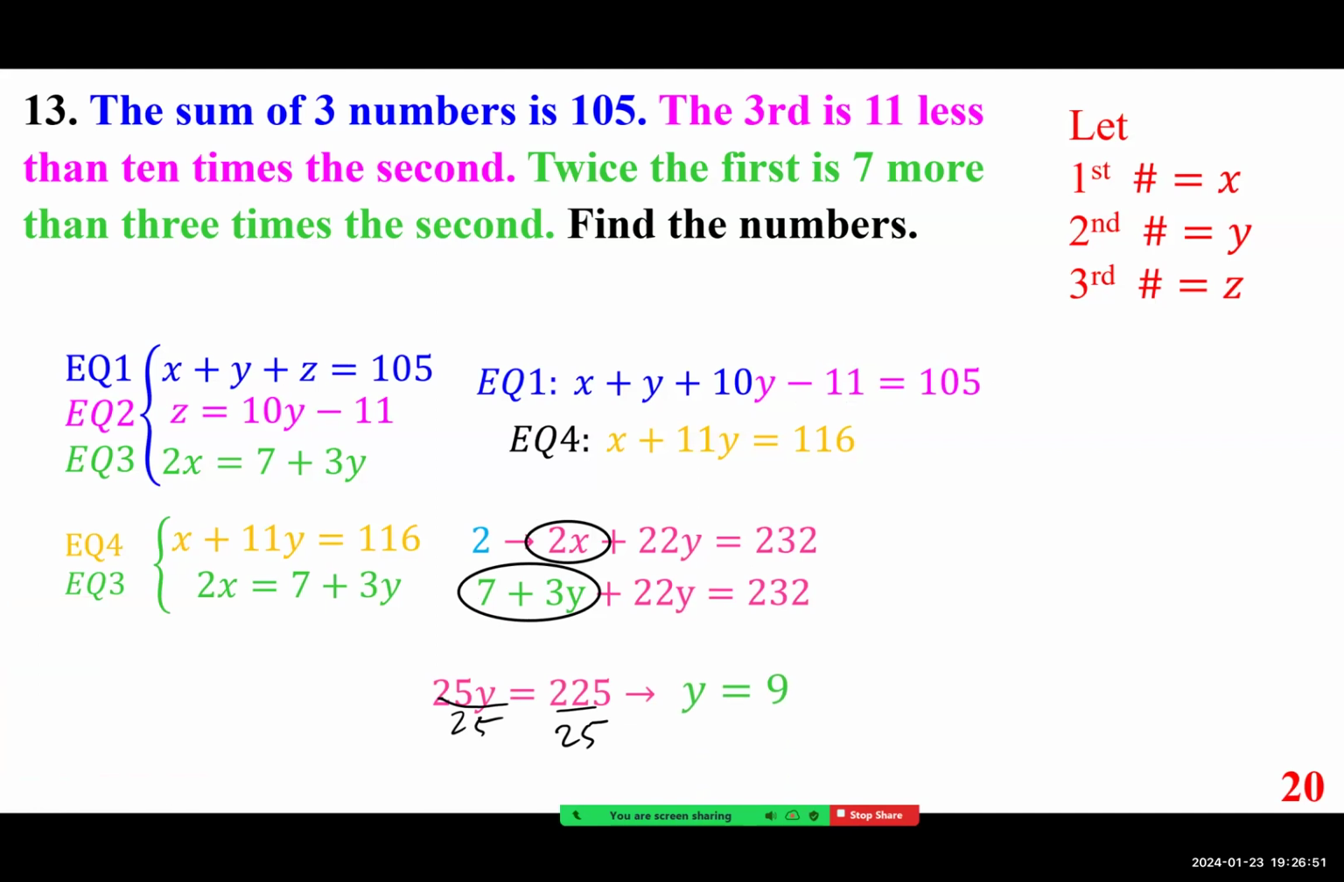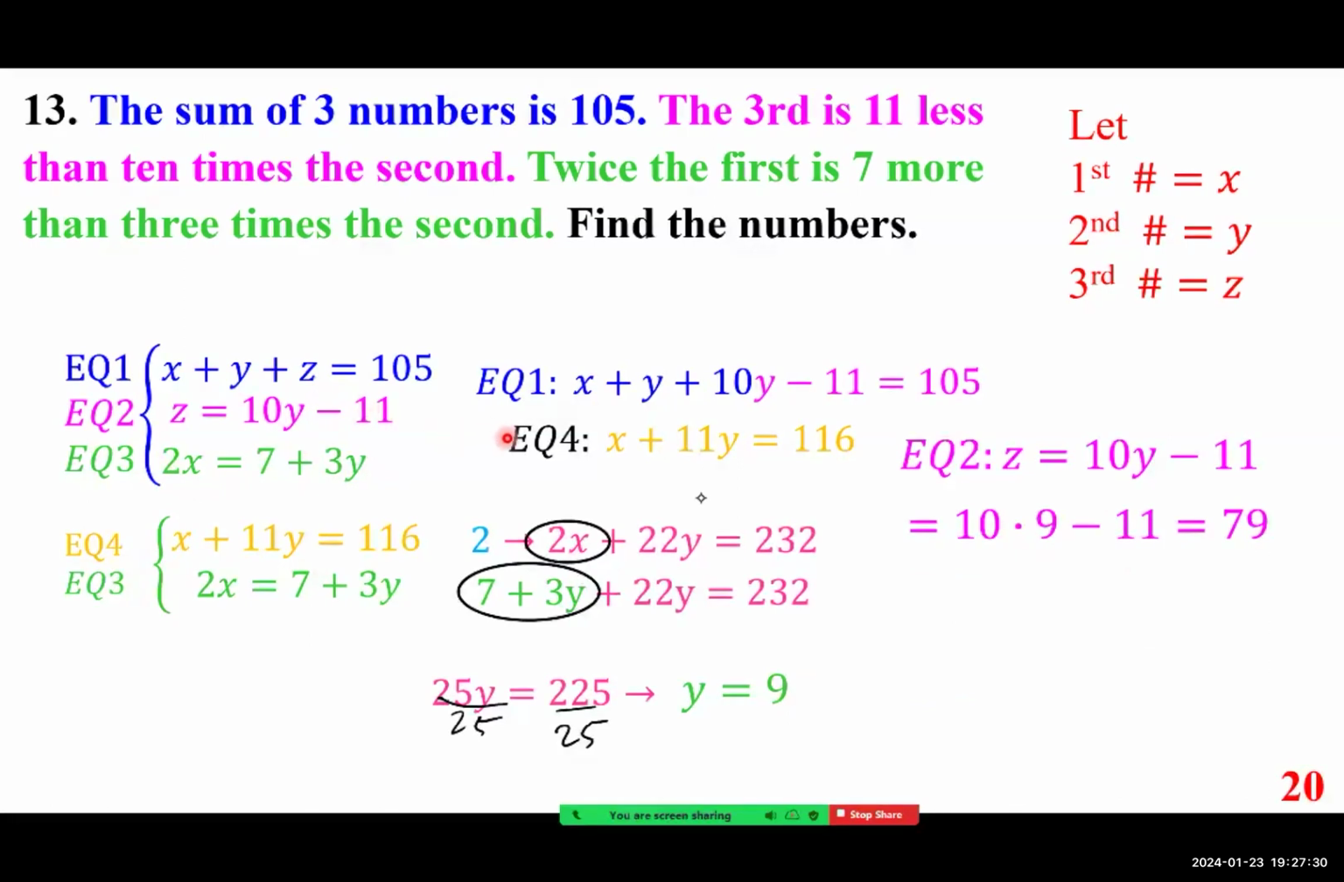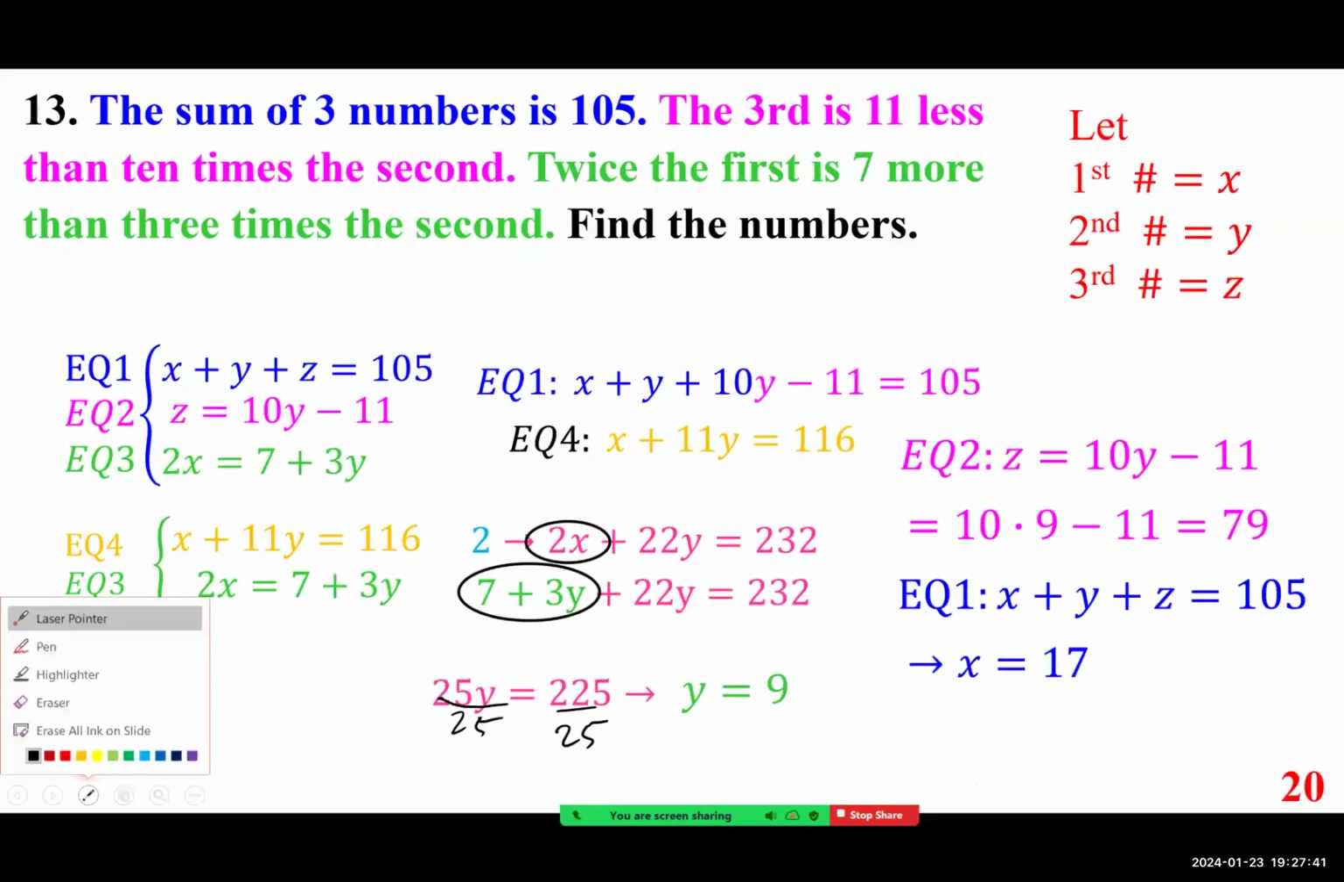So if y is equal to 9, we're going to go to the original set that we have here. If y equals 9, I can put it into this to get x, and I can put it into this to get z. So equation 2, 10y minus 11. So let's replace the y with 9. So 10 times 9 makes it 90 minus 11 makes it 79. So z is 79. Now you can use any equation, 2x, and solve it, or you can go with this one, x plus y plus z is 105. That may be easier actually. So you have the y, which is 9, you have the z, which is 79. Maybe I write that for you so you see that.